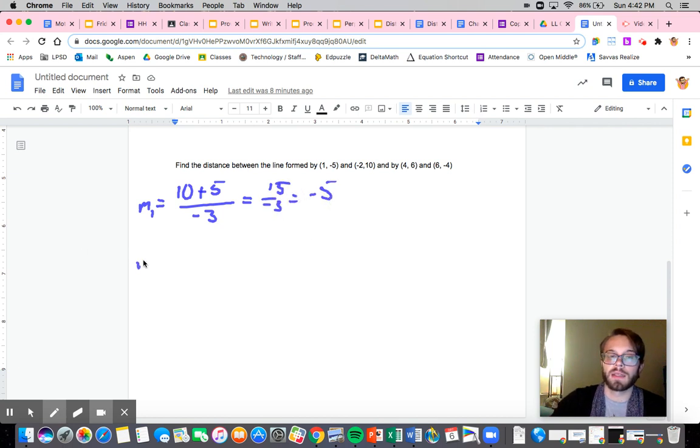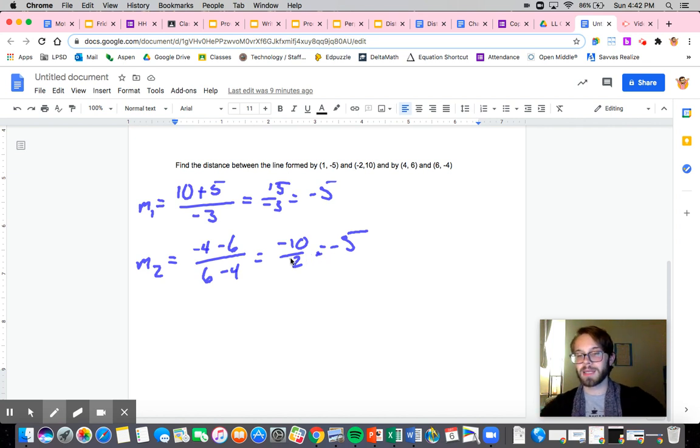All right, again, let's just verify this. So I would have -4 minus 6 over 6 minus 4, which is -10 over 2, which is -5. Okay, so we're good. These are parallel lines, and they both have a slope of -5.